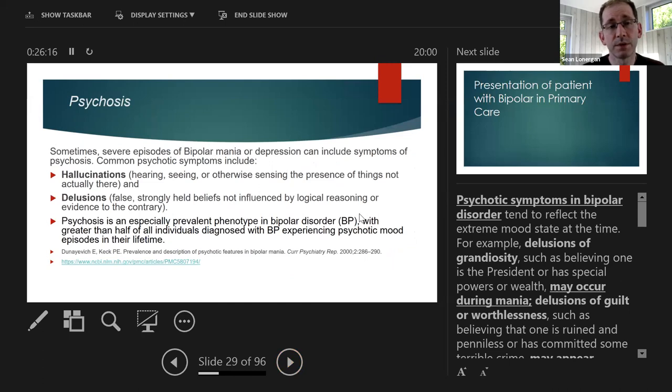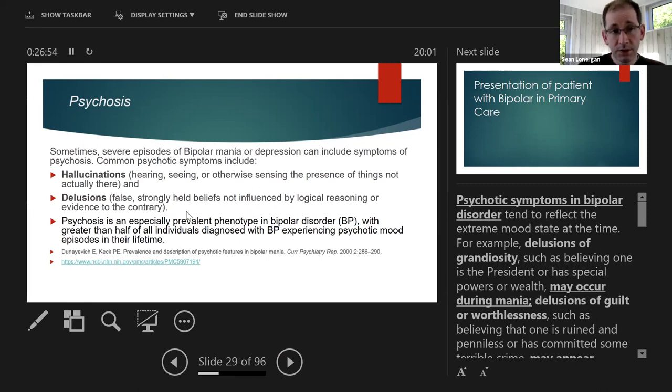Sometimes severe episodes of bipolar mania or severe depression can include symptoms of psychosis. Common psychotic symptoms include hallucinations, where the person perceives, through hearing, seeing, or physically feeling, a presence of things not actually there, and delusions, which are false, strongly held beliefs not influenced by logical reasoning or evidence to the contrary. Psychosis is an especially prevalent phenotype in bipolar disorder, with greater than half of all individuals diagnosed experiencing some form of psychotic mood episodes in their lifetime.